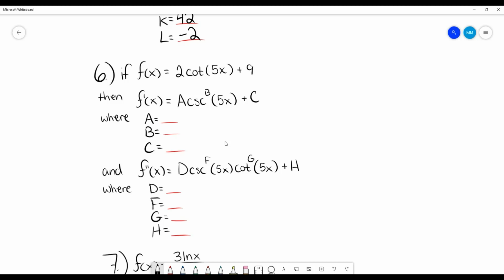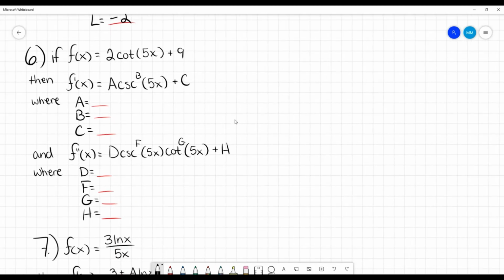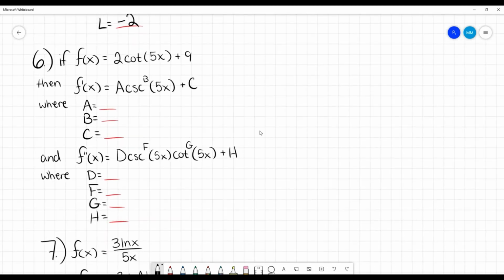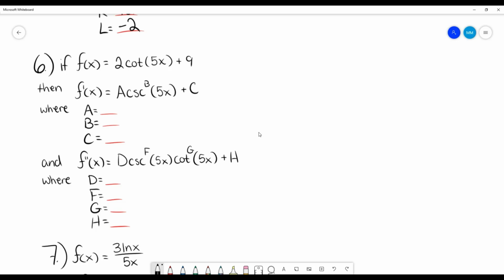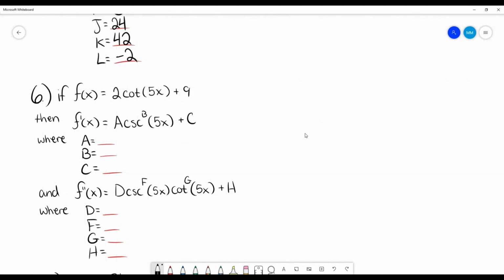Let's take a look now at number 6, though. And they want us to do the same kind of deal. We take the first derivative, take the second derivative. Our function is 2 times cotangent of 5x plus 9. So I know we're going to have to use chain rule because I've got something other than just x in here. It's a 5x. So it's going to be, let's see, our u is 2 times cotangent of something.